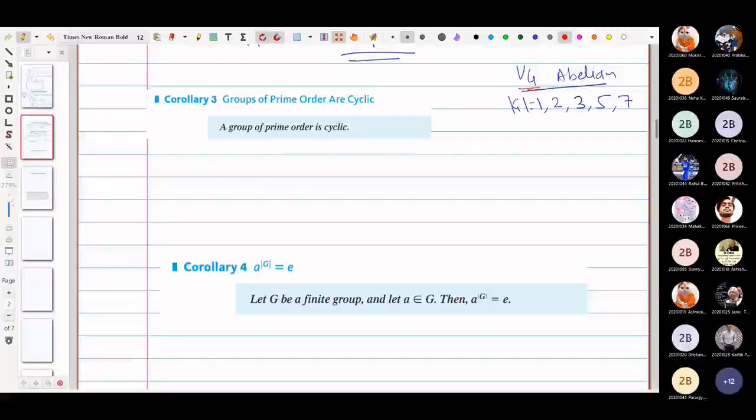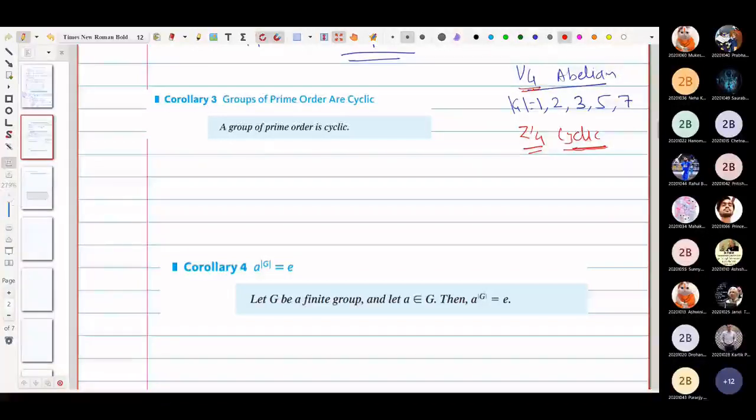Of course, a group of order 4 may be cyclic, for example Z4, but we have another group, V4, which is non-cyclic. Fine. But every cyclic group is abelian, that we know. If a group is cyclic, then it is abelian.